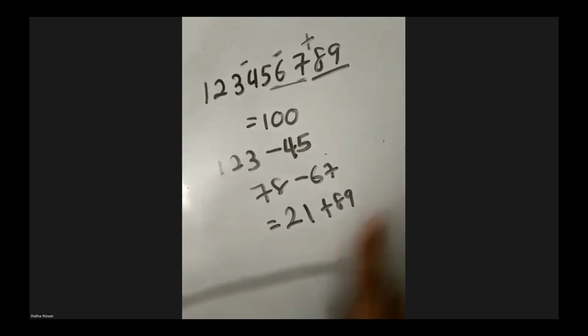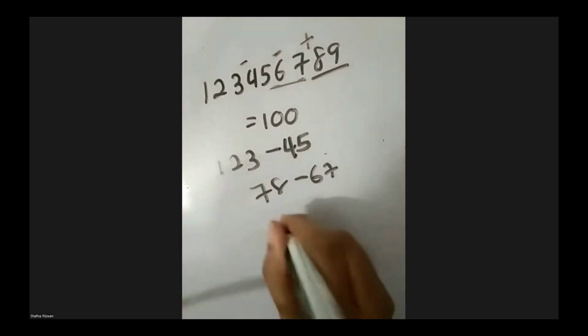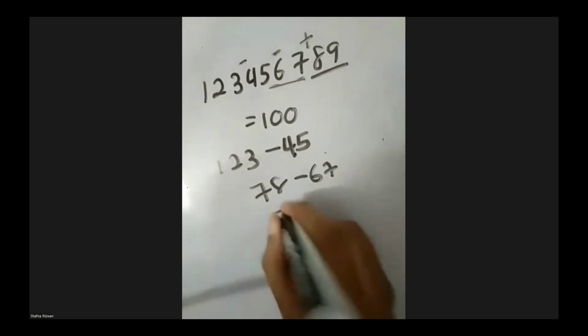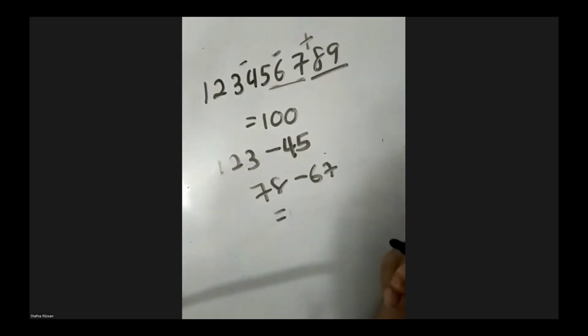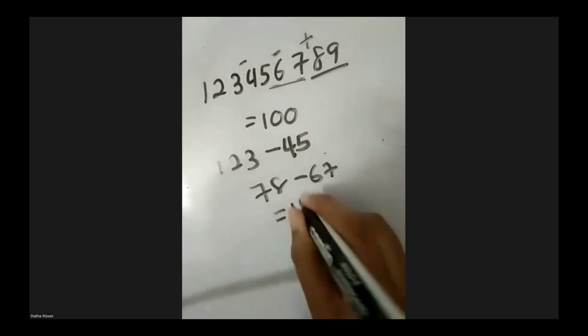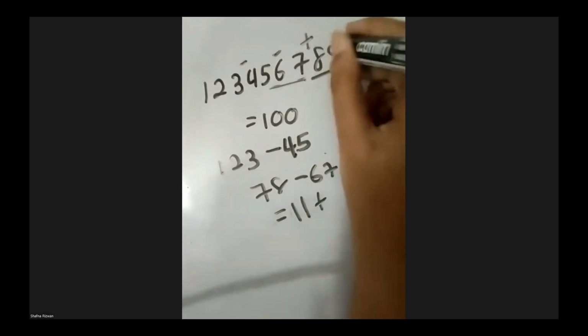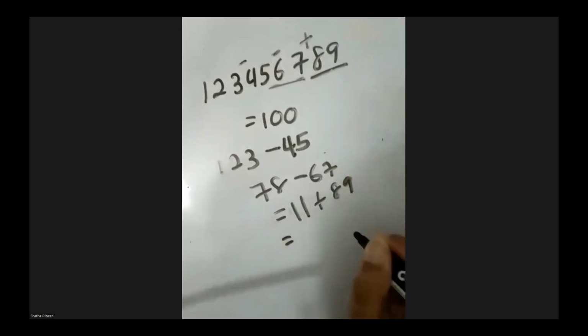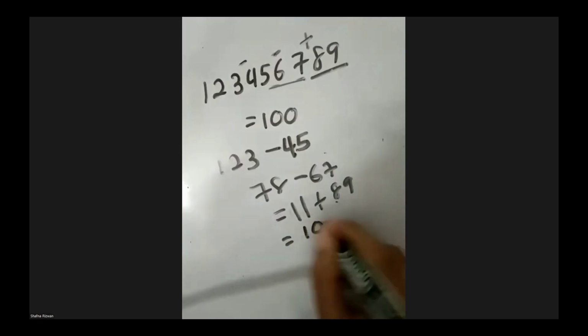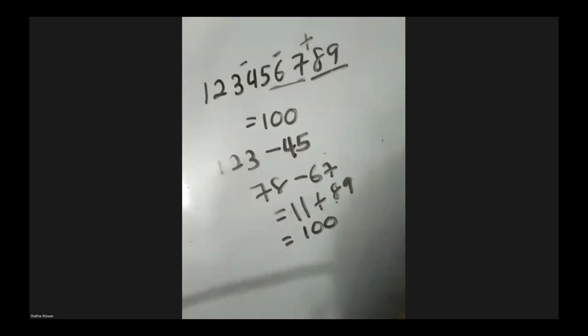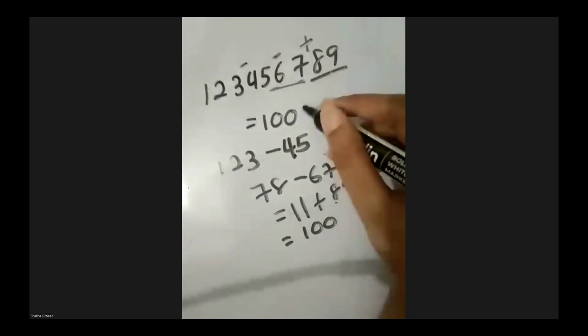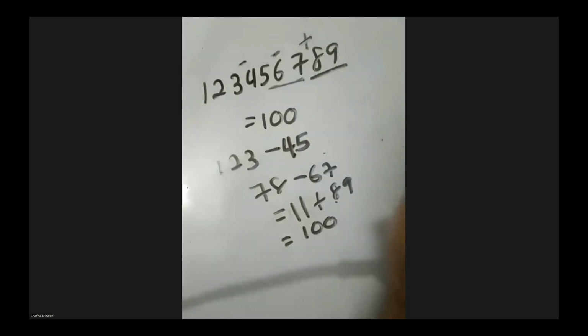No, guys, no. 78 minus 67 should become how much? It should become 11. Yes, 11, not 21. 11 plus 89, how much will you get? 89 plus 11 is how much? 100. See, we are getting the answer now. You should put it and see a little bit, then you will get the answer.